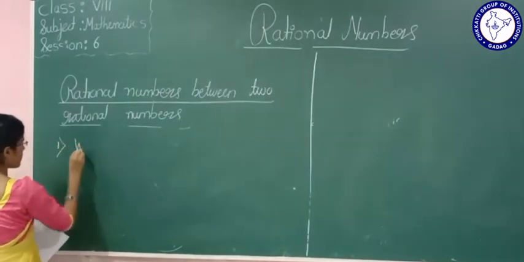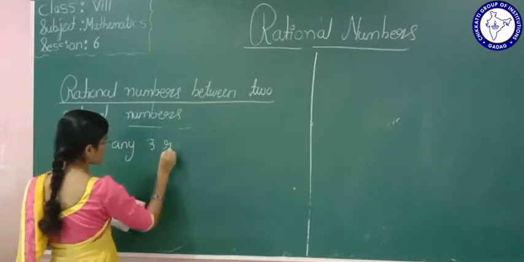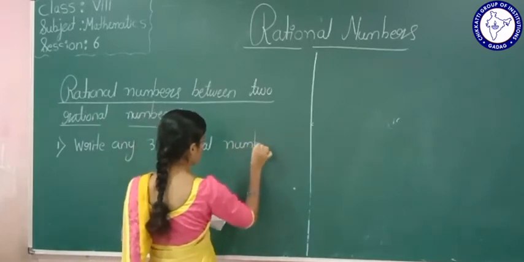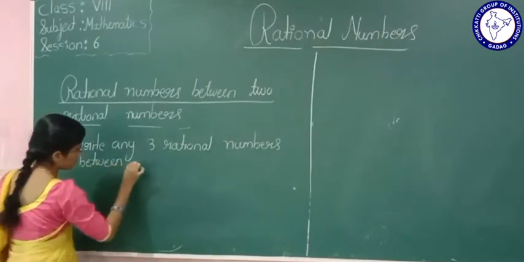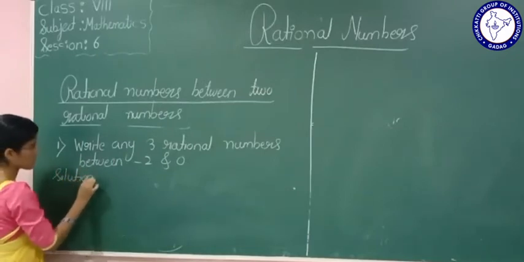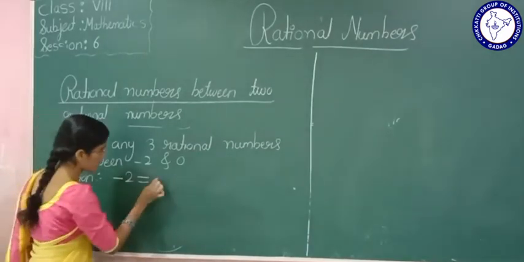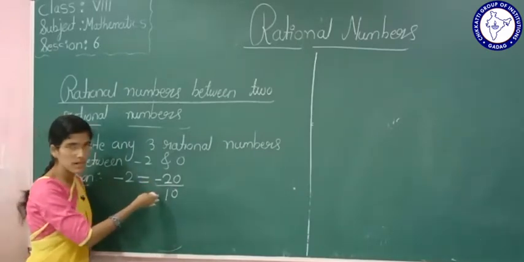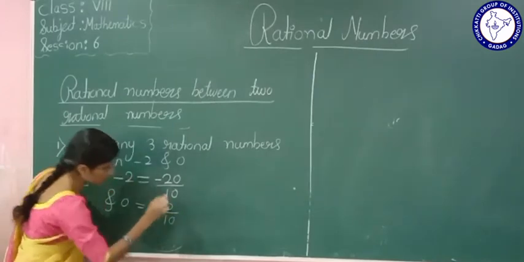Write any three rational numbers between -2 and 0. Say a solution. Say -2 can be written as -20 divided by 10, okay, and this 0 can be written as 0 by 10.